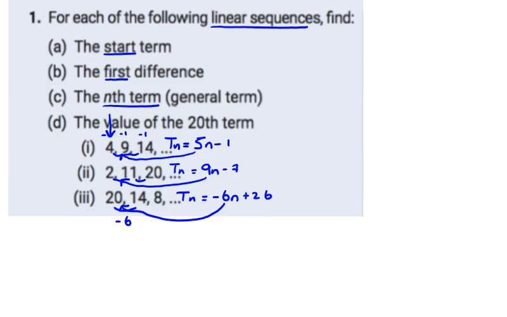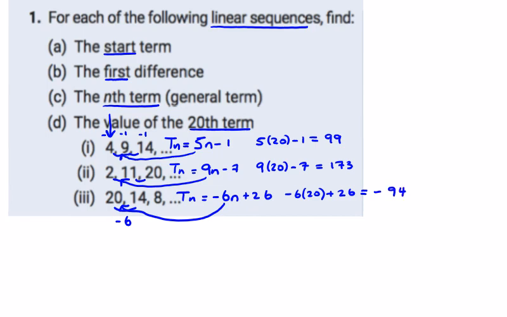And for T20, the 20th term, we replace n with 20. 5 times 20 minus 1 is 99. 9 times 20 minus 7 is 180 minus 7. And minus 6 times 20 is minus 120. Plus 26 will be minus 94.